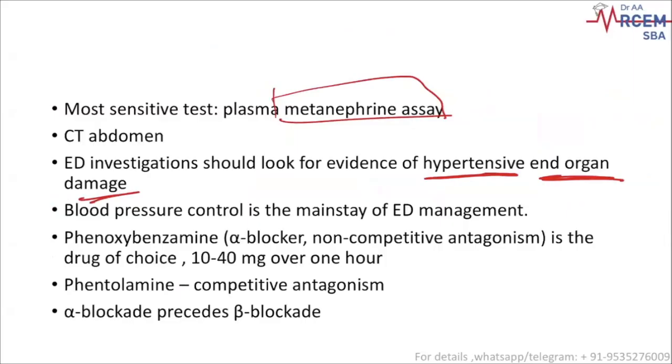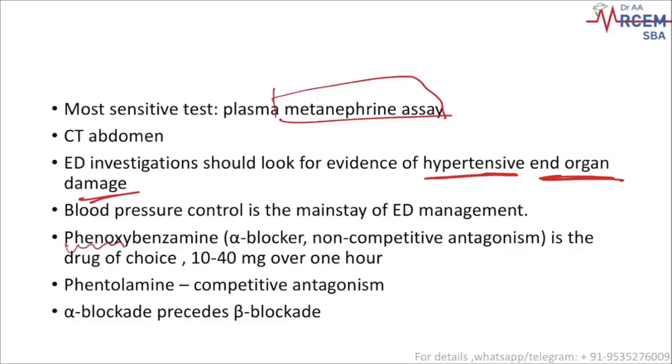For example, is there anything wrong in the eyes? Is there hypertensive encephalopathy? Is there an acute kidney injury? Is there a myocardial infarction or a pulmonary edema because of high blood pressure? If yes, then you intervene and treat. How do you treat it?